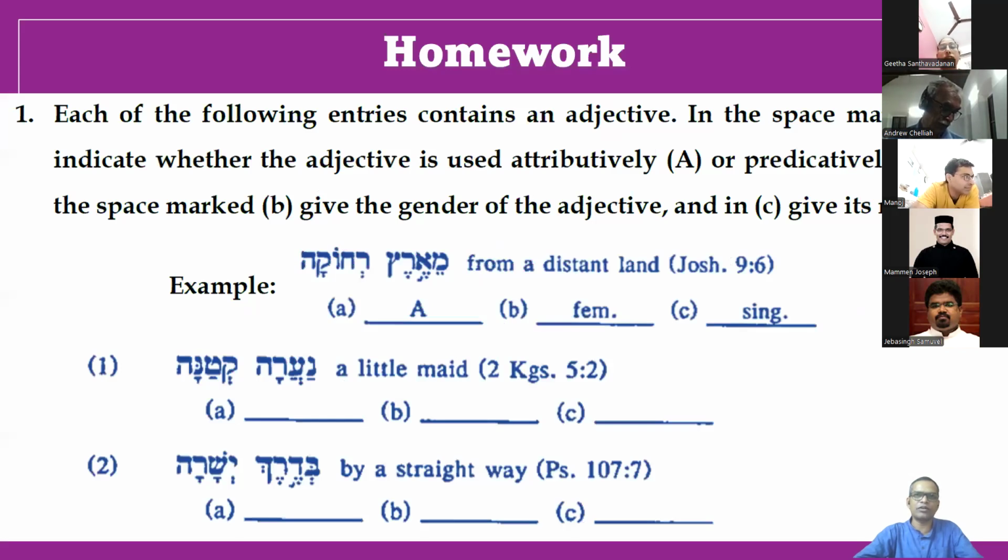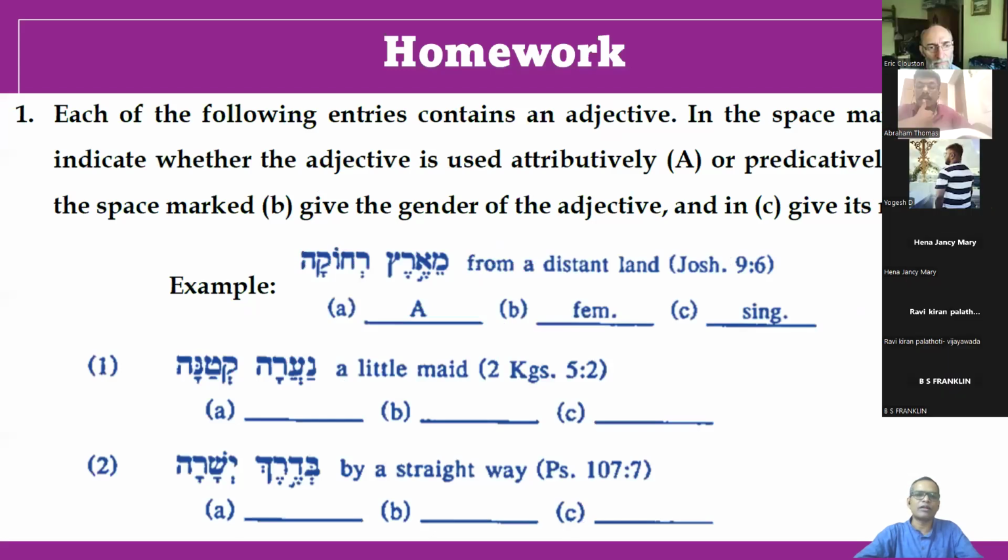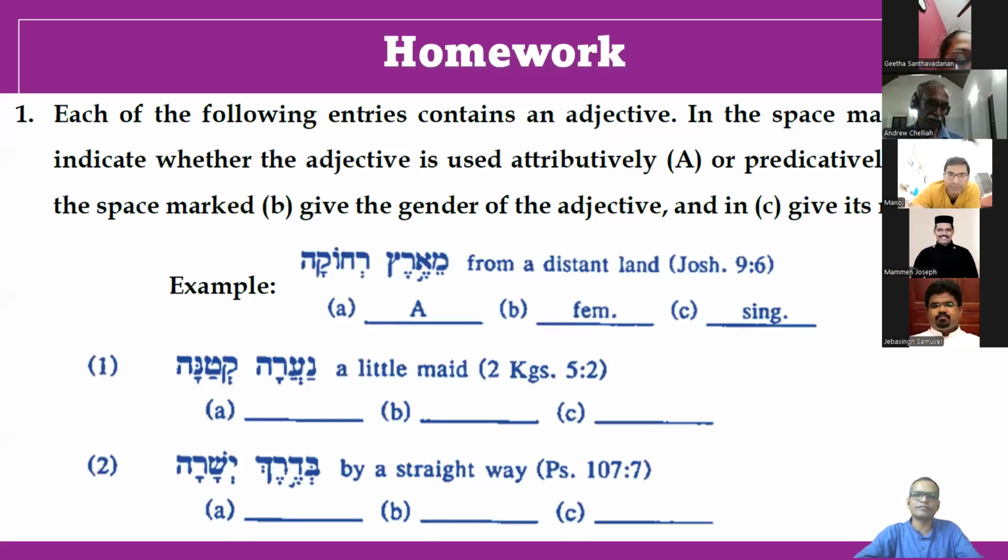How do you know that the adjective is in the attributive position? What is the rule? Noun followed by adjective, sir. And then? It agrees with the gender, number, and definiteness.